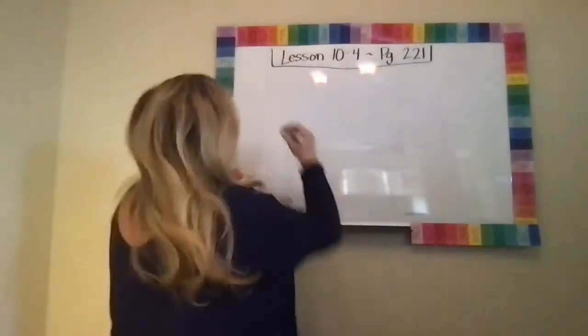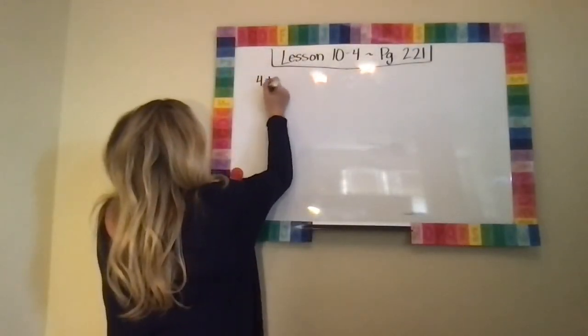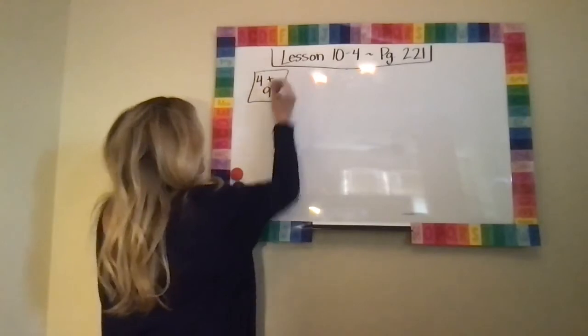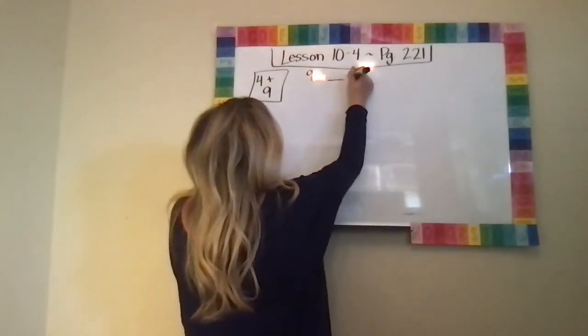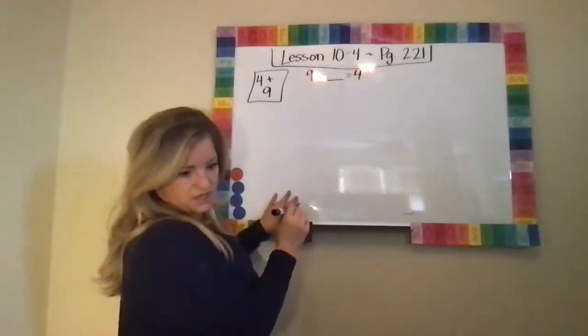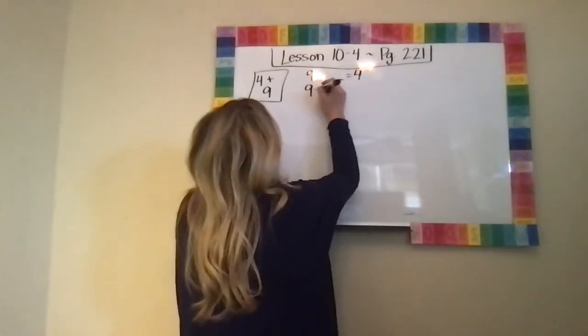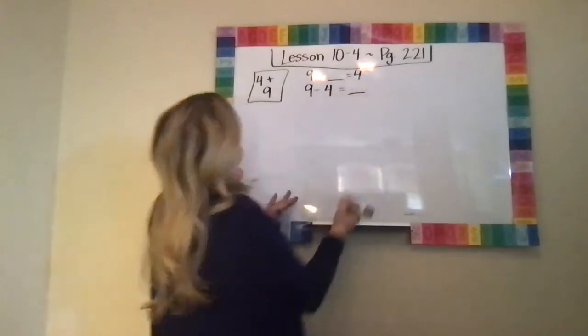Okay. So fill in the blanks. So they give us some blanks. They say 4 plus blank equals 9. So we're going to fill in that blank. And we write 9 minus blank equals 4. And 9 minus 4 equals blank.